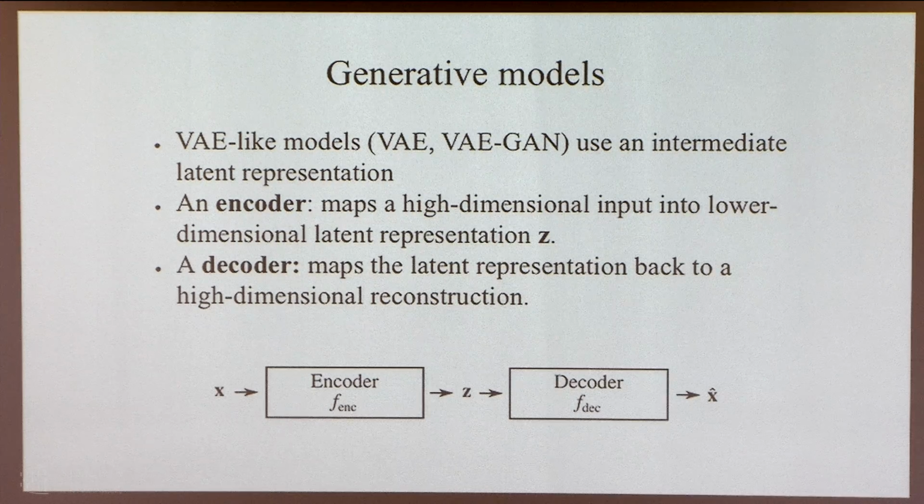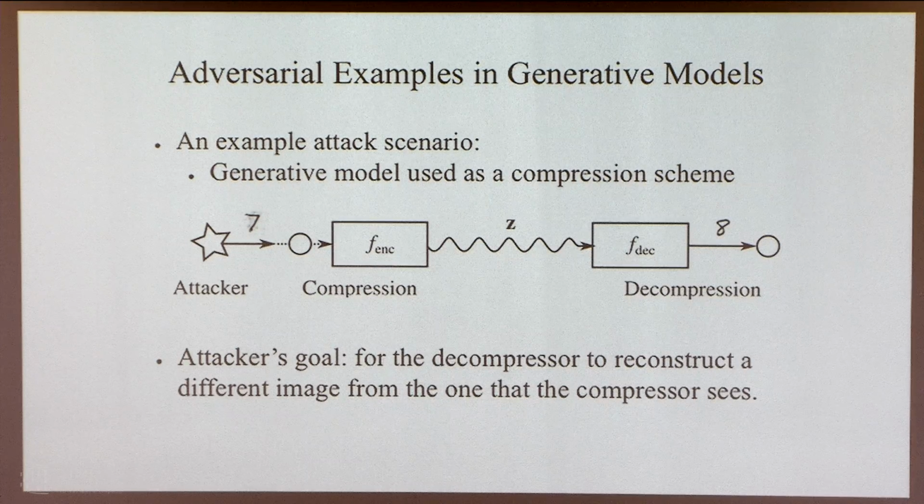In this work, we looked at VAE-like models, generative models like VAE, VAE-GAN, and so on. For this type of generative model, there are two components, two stages. You have the input X that goes through an encoder, which produces the latent representation. Then you feed the latent representation into the decoder, which tries to reconstruct the original input. One application scenario you can imagine for this type of generative model is image compression. There has been recent work showing that neural network-based image compression is actually reaching state-of-the-art performance compared to traditional image compression mechanisms. The setting of adversarial examples for this type of model is the following, where the attacker is trying to generate an adversarial perturbation of an original input.